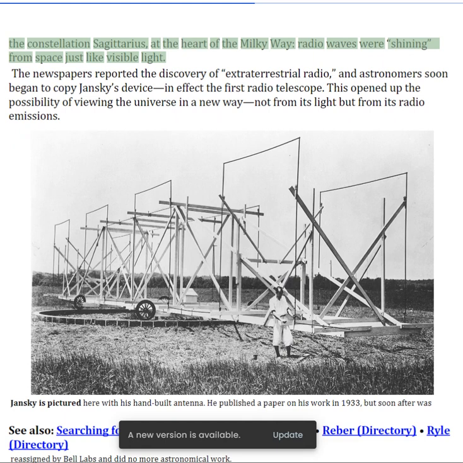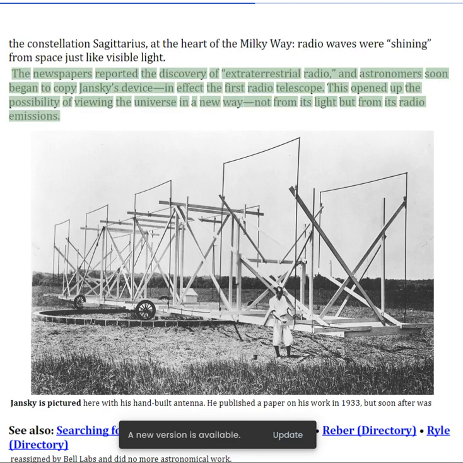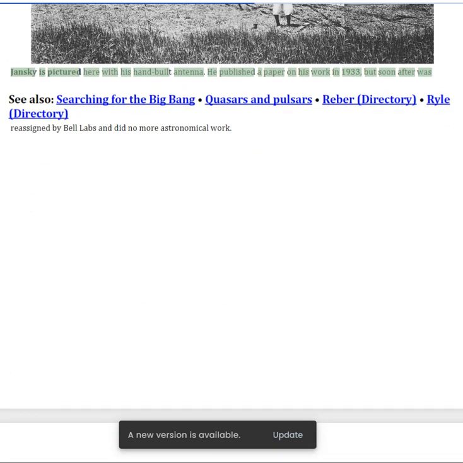At the heart of the Milky Way, radio waves were shining from space just like visible light. The newspapers reported the discovery of extraterrestrial radio, and astronomers soon began to copy Jansky's device, in effect the first radio telescope. This opened up the possibility of viewing the universe in a new way, not from its light but from its radio emissions. Jansky is pictured here with his hand-built antenna.